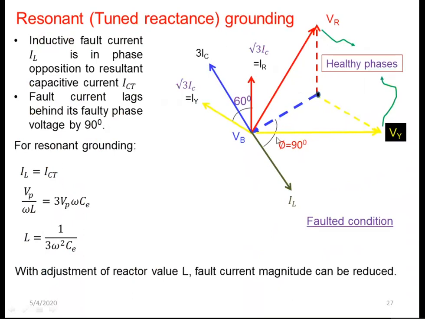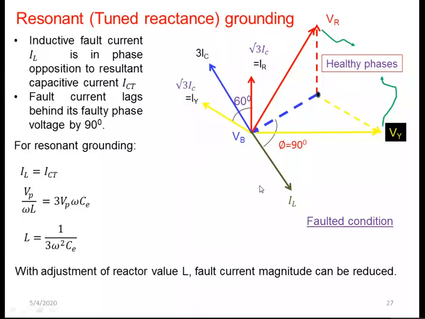Then this inductive current will be 90-degree phase shifted with the phase fault quantity here, right? So if we require the condition of resonance to be achieved, then this inductive current should be balanced against this capacitive current, the resultant capacitive current. So this is what we have referred to.